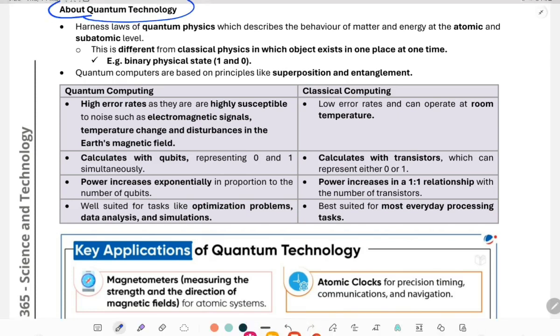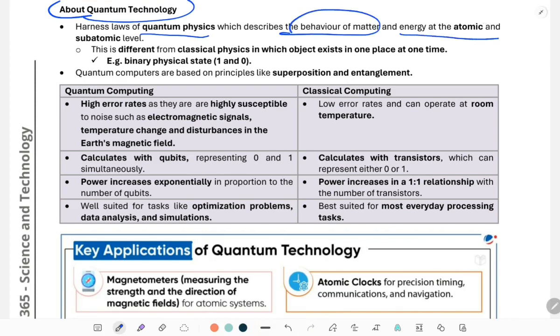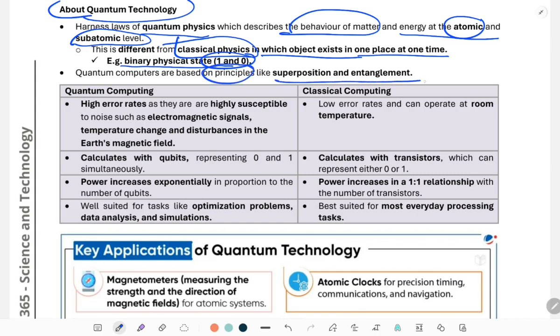It harnesses the laws of quantum physics, which describes the behavior of matter and energy at the atomic and subatomic level. It is different from classical physics, in which an object exists in one place at one time. Example, binary physical state 1 and 0. Quantum computers are based on principles like superposition and entanglement. Okay, we'll see the difference between quantum computing and classical computing.